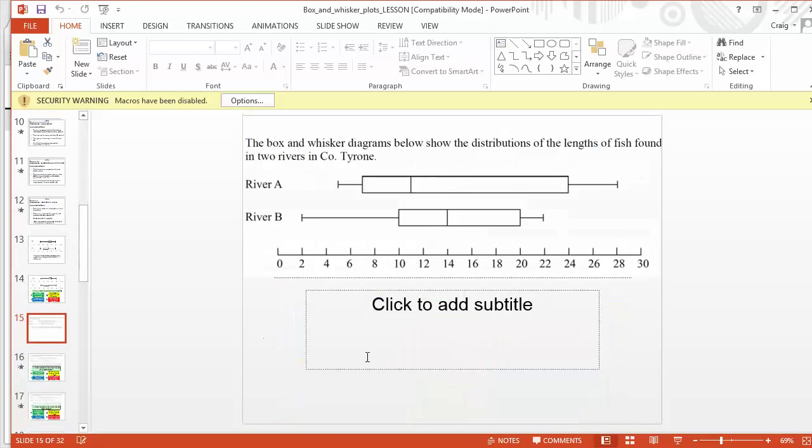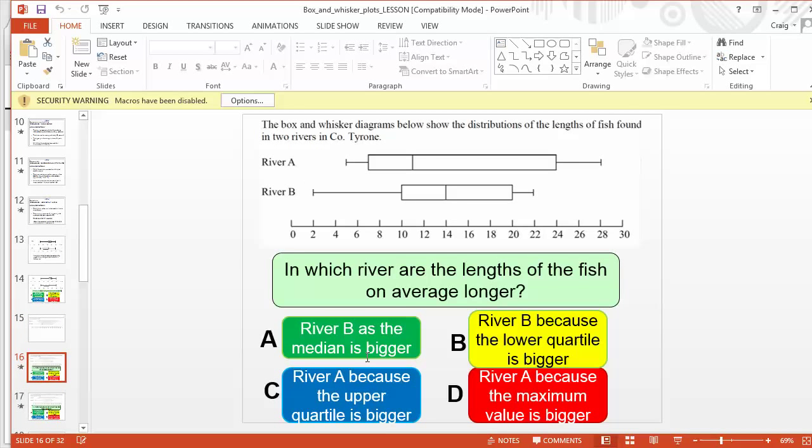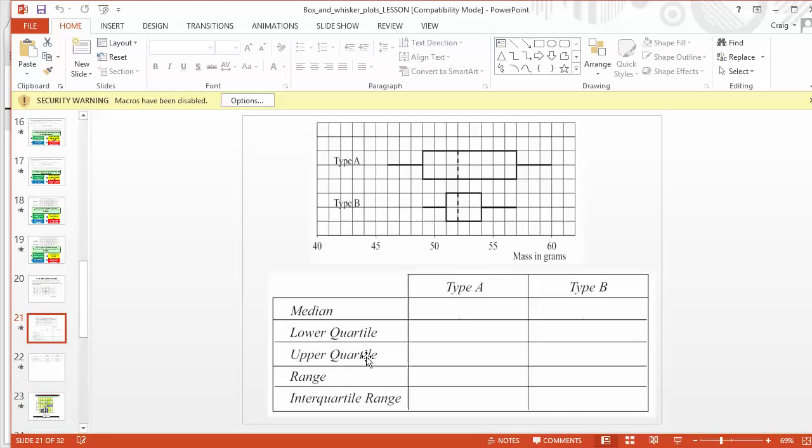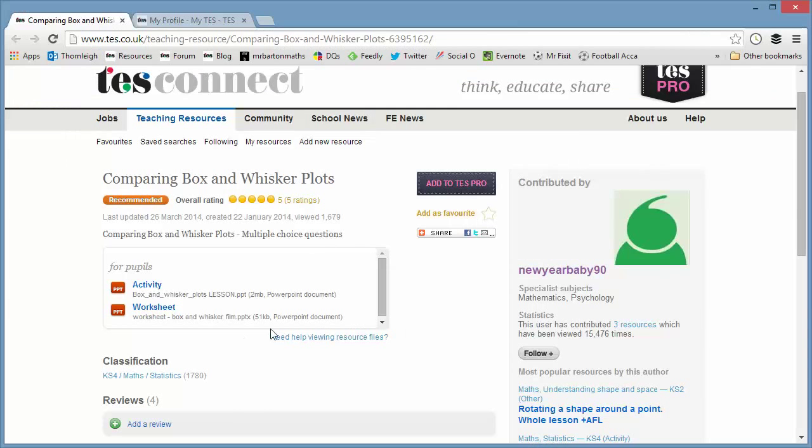And then there's more diagnostic questions for them to do and more exam style questions for them to take on. So it's an absolutely wonderful resource that's perfect to use once your kids have studied the basics of box and whisker diagrams and are ready to take their understanding to the next level. So a lovely, lovely, lovely resource, kindly uploaded by New Year Baby 90.